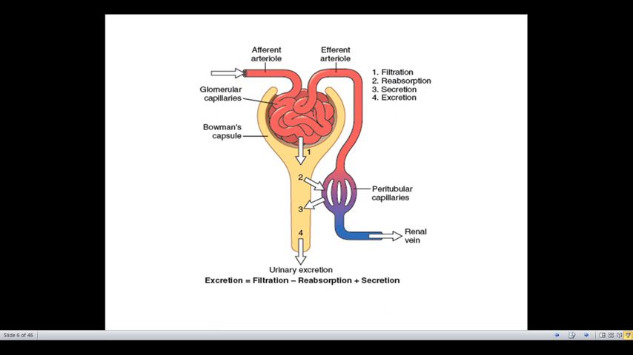In this figure, the different renal processes are shown by numbers. Number one in the figure shows filtration. Number two, reabsorption. Number three, secretion. And number four, finally, the urinary excretion.